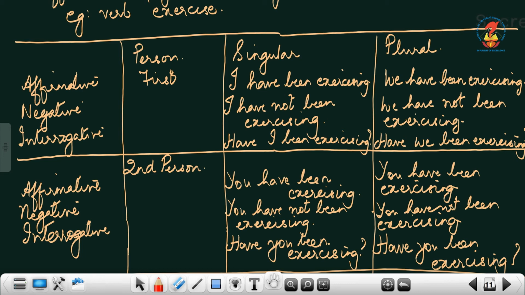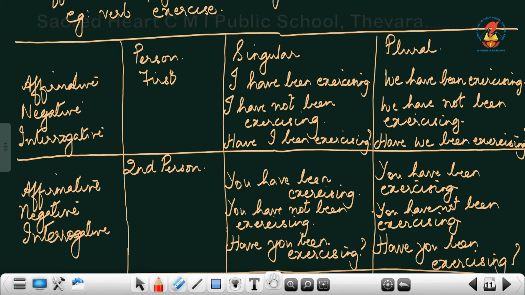Then, how will you express it in the interrogative? Have I been exercising? Don't forget the question mark at the end. And, have we been exercising? So, this is with regard to the first person singular and first person plural.